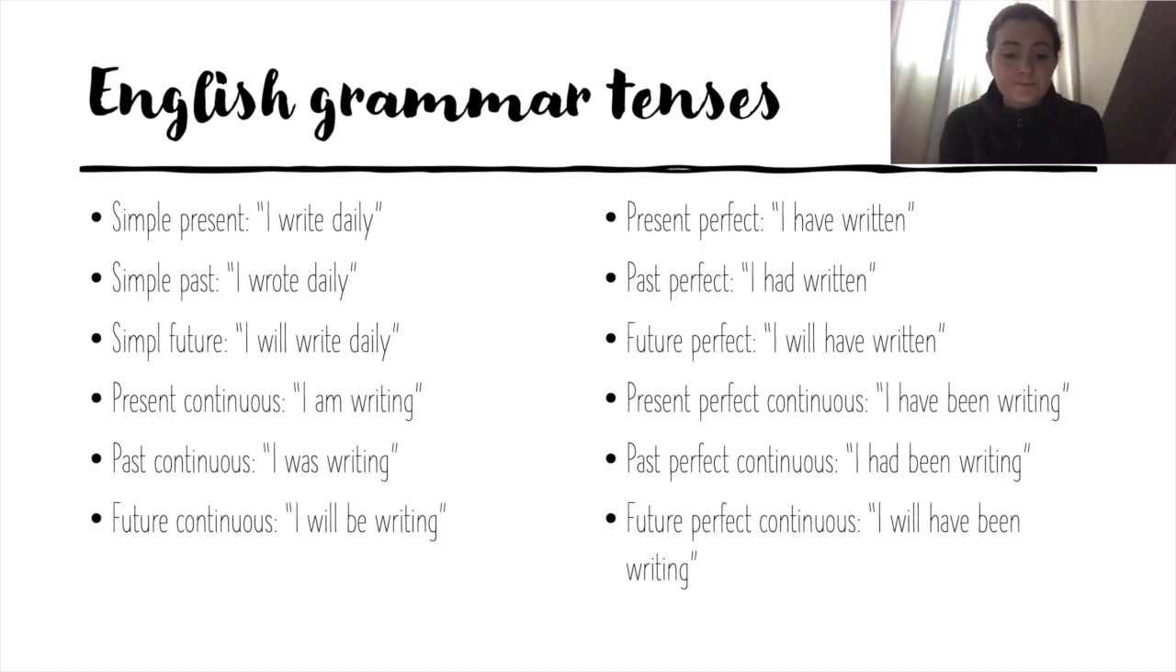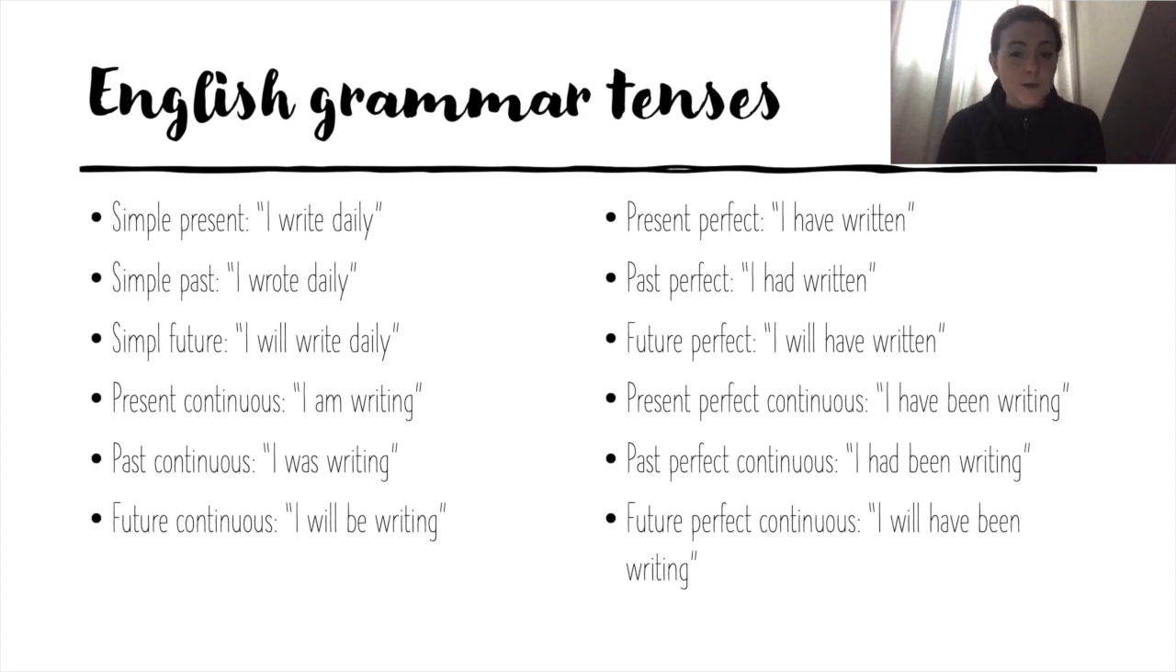Simple future. I will write daily. So you have a plan to make writing a habitual, common thing that you do in general every single day, daily. So that's something that you don't currently do, but in the future, it will be something that you do on the regular, that you do daily, every day.